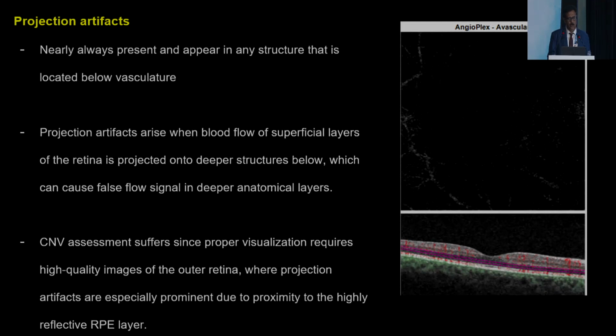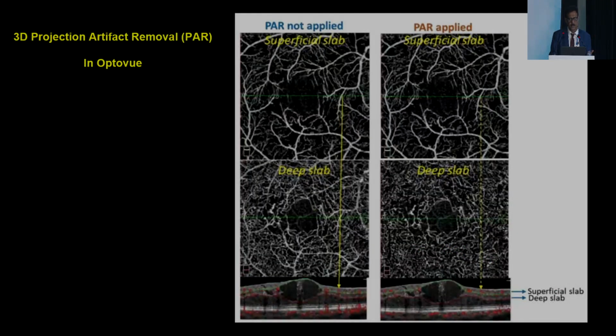Coming to the projection artifact, it is nearly always present in all the images, in any structure that is located below the vasculature. Usually it is the blood flow of the superficial vessels which is getting projected into a deeper vessel, sometimes in the avascular zone, where normally blood vessels should not be present. So sometimes the CNV assessment becomes false positive. There is a software tool, like in OptoView, where you get a projection artifact removal option. You can just click it and compare PR applied and PR not applied; you get clearer images when PR is applied.